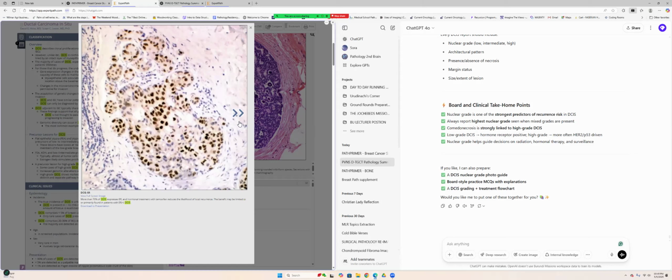More than 70% of DCIS express ER. The hormonal treatment with tamoxifen reduces the likelihood of local recurrence. The benefits may be limited to, or primarily found in, patients with ER positive DCIS.